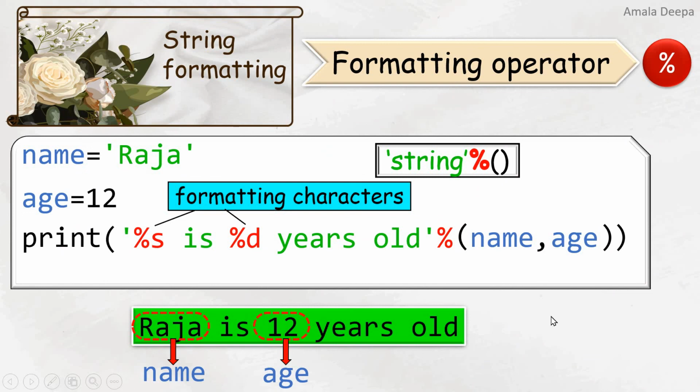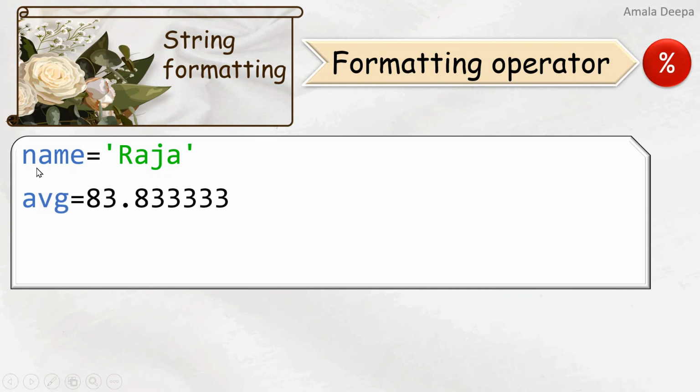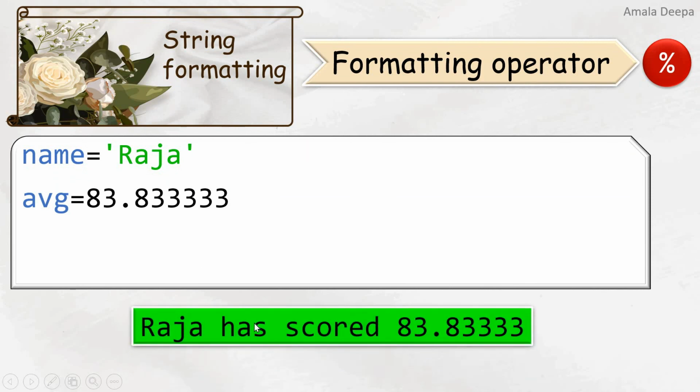Let us see another example. Now I have taken the variable AVG, average, to have the value 83.833333. Suppose I want to get the output: Raja has scored 83.83333. The data items Raja and 83.83333 are in the variables name and average, AVG.